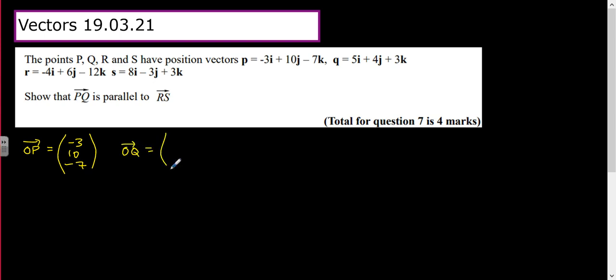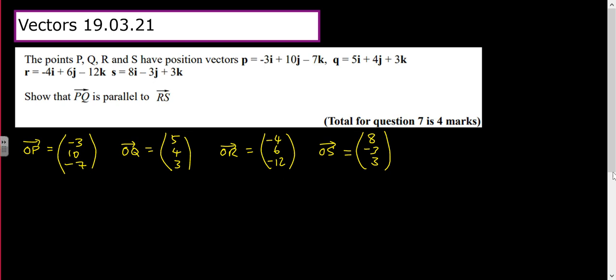OQ is 5, 4, 3. OR is minus 4, 6, minus 12. And OS is 8, minus 3, 3. Now, you don't have to do this step if you don't want to, but I just always find it's easier to work with column vectors. There we have it. So we're to show that PQ is parallel to RS.